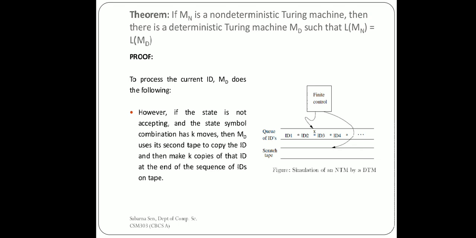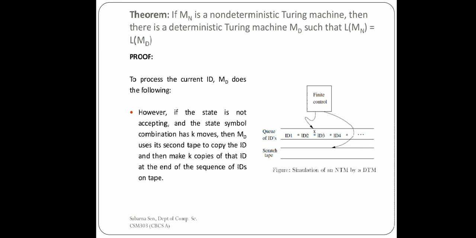If it is not an accepting state and the state-symbol combination has k moves, why k moves? Since it is a non-deterministic Turing machine, we know that for a particular pair of state and input there may be k moves. K is any finite number, but for simplicity of assumption, we are using the variable k; it may have k number of moves.